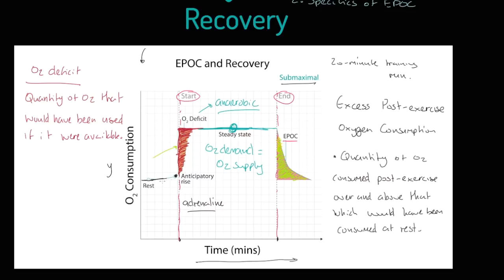So let's just make sure we get conceptually this idea. We're saying that obviously this here is our resting level. Whatever that oxygen consumption is there, that is our resting level. And basically what we're saying is that this oxygen consumption did happen post-exercise, and look, it is above the resting level. So it's a quantity of oxygen consumed post-exercise over and above that which would have been consumed at rest. So this is heartbeats. This is respiratory muscle contractions. This is smooth muscles, which are still directing oxygenated blood to what was the working muscle. And it's repaying this oxygen deficit. So that for me is a really important big picture.